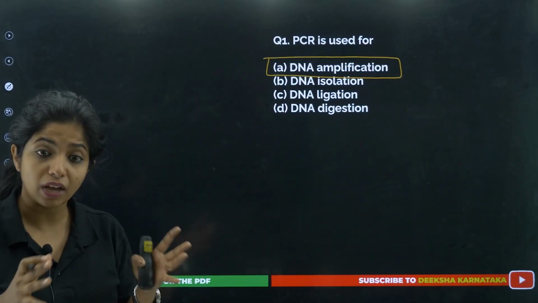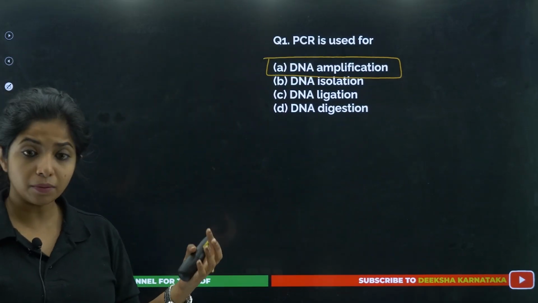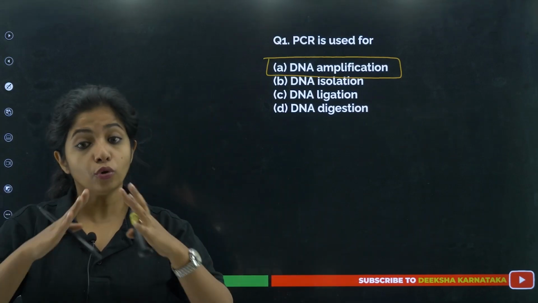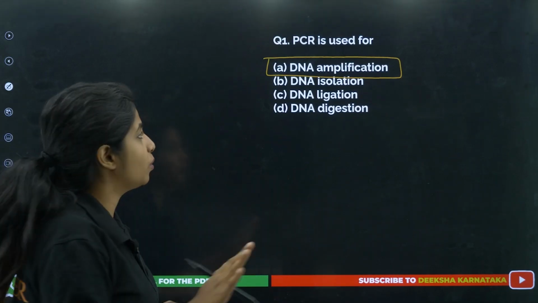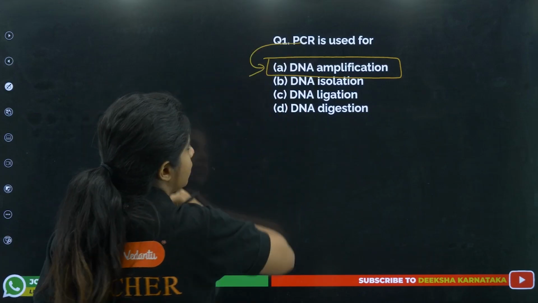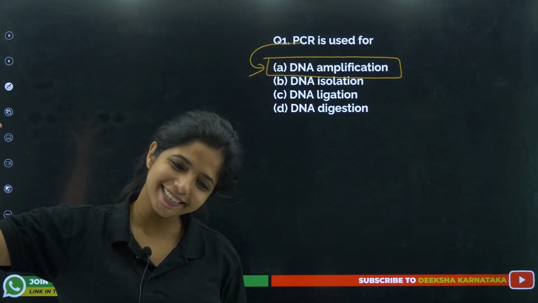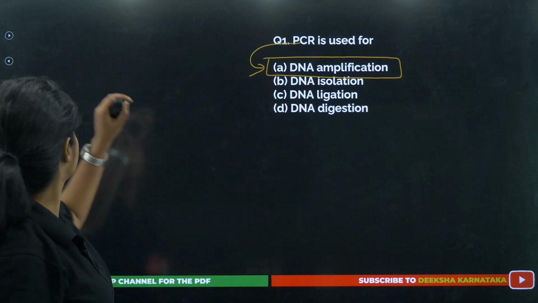DNA isolation means separation of the DNA. DNA ligation means you want to join two DNA strands. DNA digestion means you want to break them down. So no, I'm not wanting all this from PCR. PCR is basically for DNA amplification. Works? Chalo. Next question.